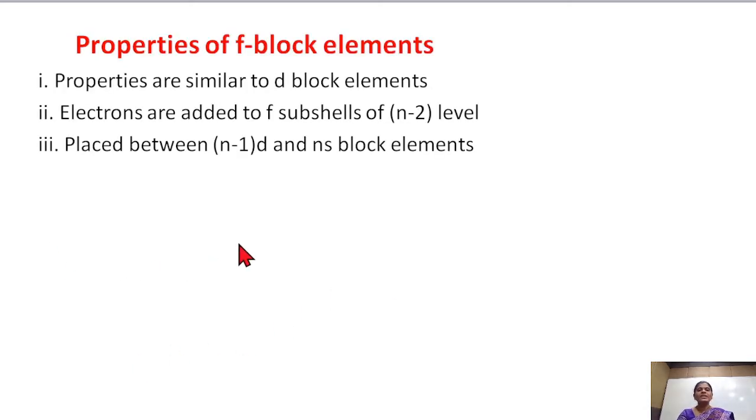Now what are the properties of F block elements? Properties of F block elements are similar to D block elements. Electrons are added to the F subshell of the n-2 level, and this series is placed between the n-1 d and ns block elements.